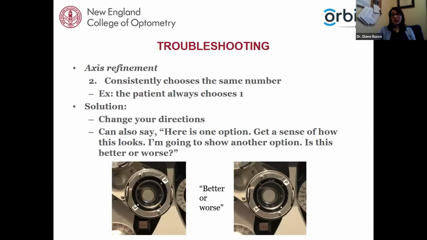So you do want to keep that in mind, depending on how much time the procedure is taking and how decisive or indecisive the patient is being during the procedure.